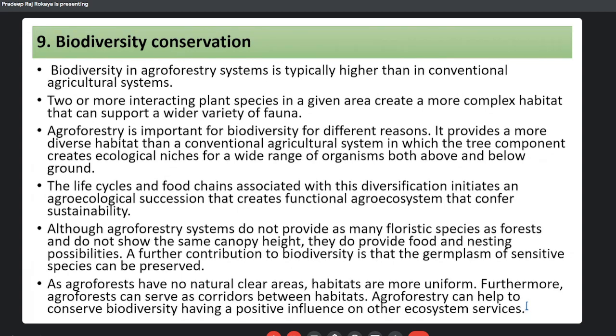The agroforestry is a potent biodiversity conservation tool for different regions. It provides more diverse habitat than the conventional agriculture system, in which the tree component creates the ecological niche for a full wide range of organisms, both above and below the ground levels.